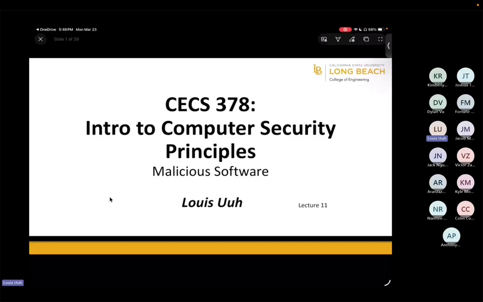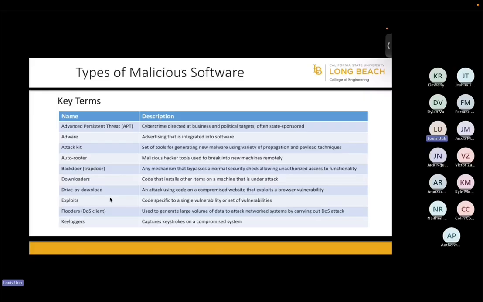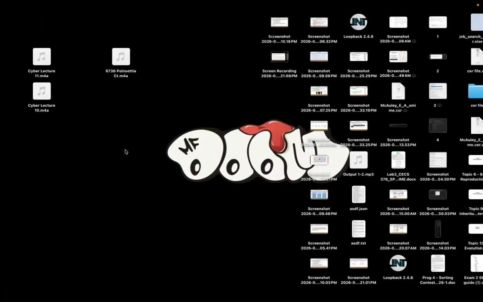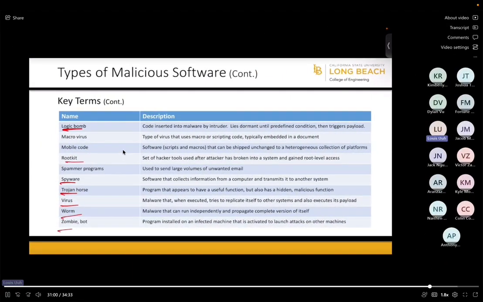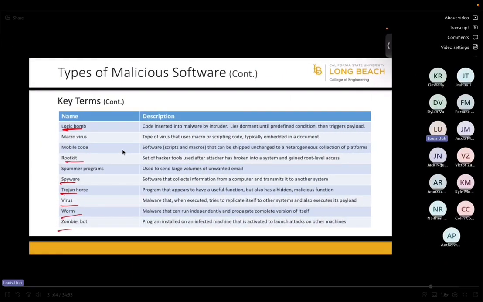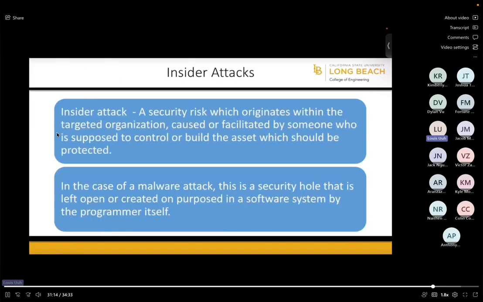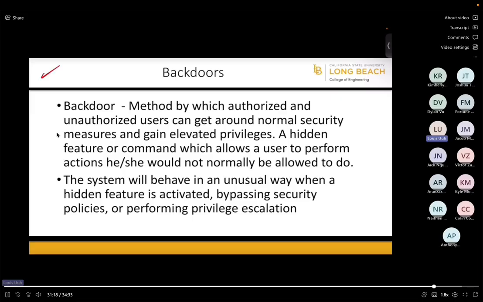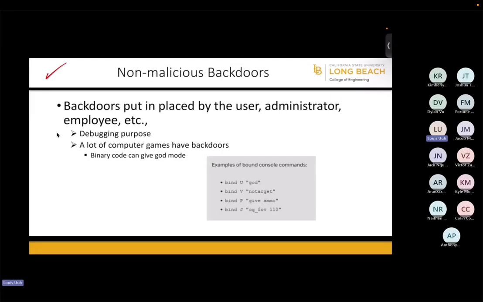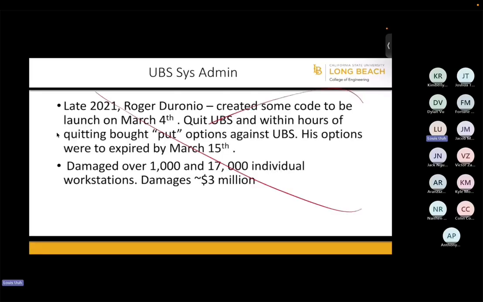Again, malicious software. With regards to terminology, it will only be the ones that we went over, right? So APT, perhaps adware, backdoor, exploits, keyloggers, logic bomb, rootkit, spyware, Trojan horse, virus, worm, and zombie. You guys should know those. Again, viruses, worms, trojans, rootkits, that will be in there. Insider attacks, insider threats, right? So know those. And we talked about backdoors. We talked about non-malicious backdoors, logic bombs, history, more history.